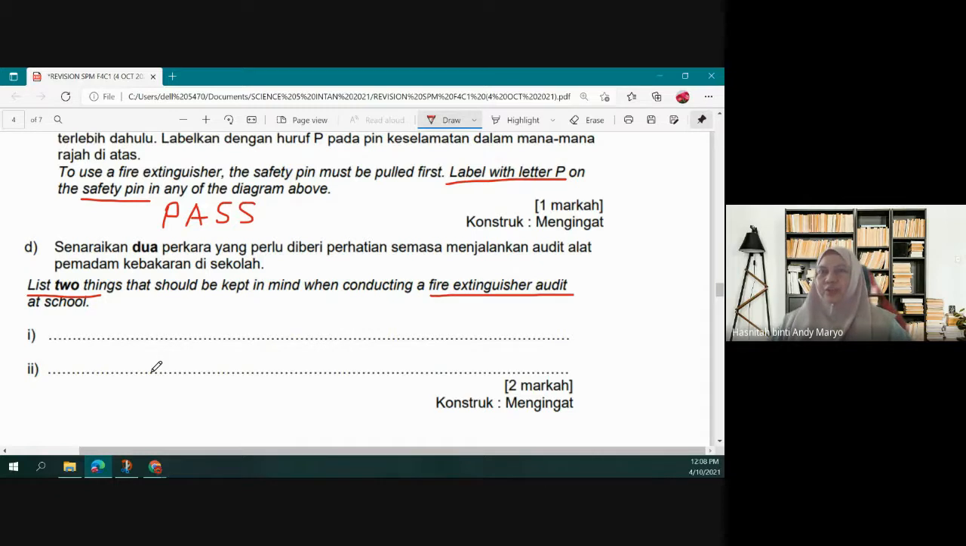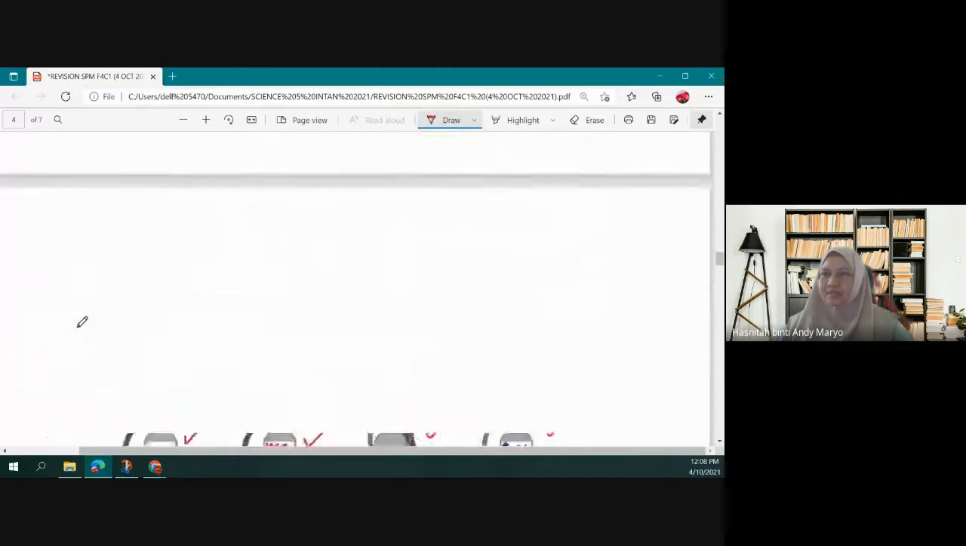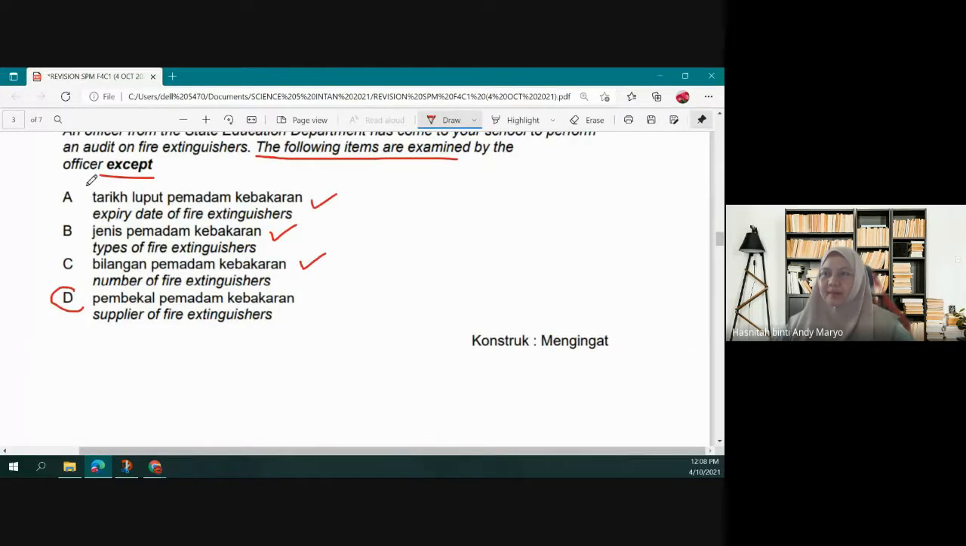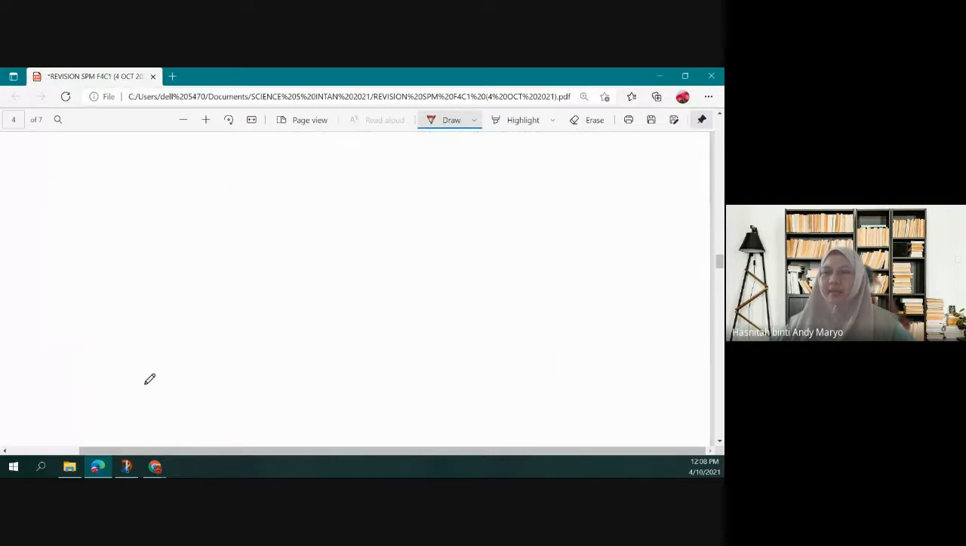So which part should you check on when you are doing the auditing on a fire extinguisher at school? You can refer back to question 10 to get the idea. Okay, anyone? First, you can check on the... Okay, where is question 10 just now? You can scroll back to question 10 up here. So what are the 2 things you can check on? You can choose to write any 2 from the expiry date and then the types of fire extinguisher or the number of fire extinguisher.